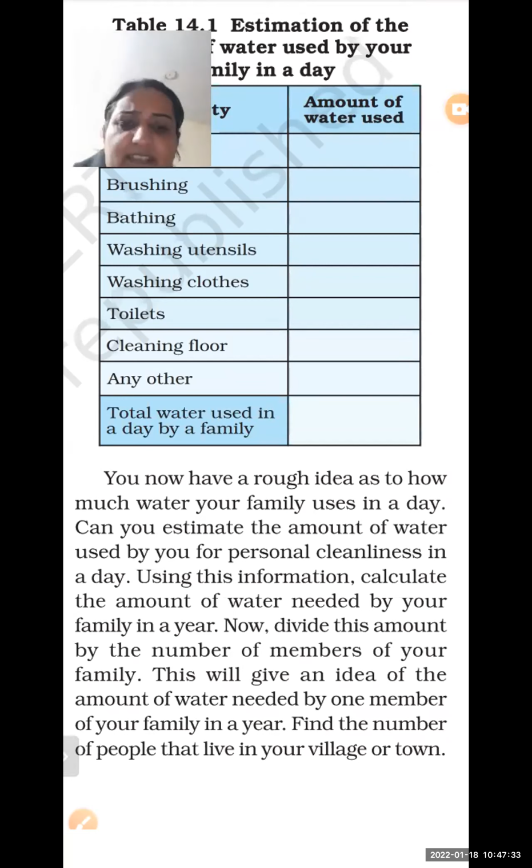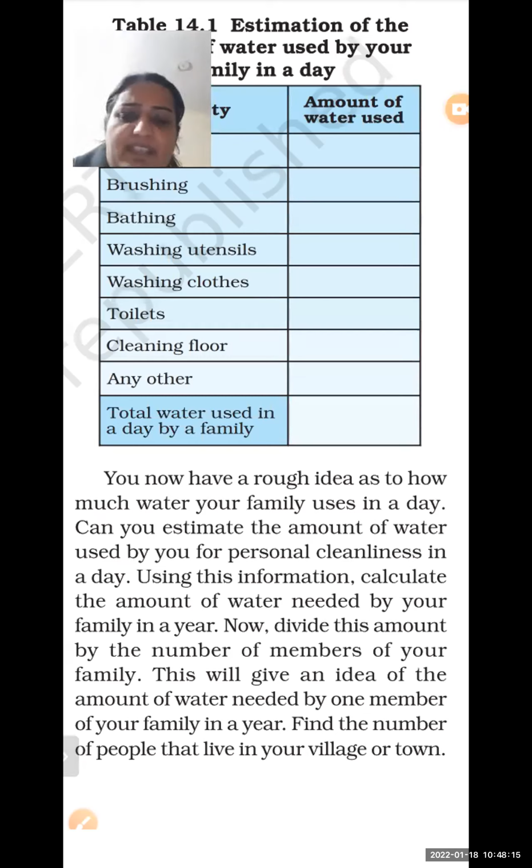We can divide this amount by the number of family members. Suppose we are using 10,000 liters in a year, and there are 5 members, then divide this amount by 5, the number of members of your family. So what will this give? This will give an idea of the amount of water needed by one member of your family in a year.